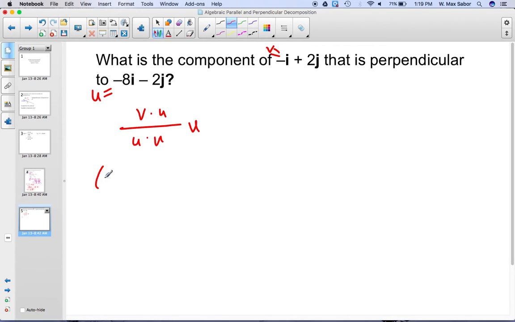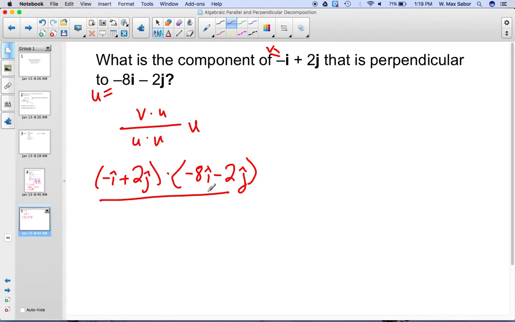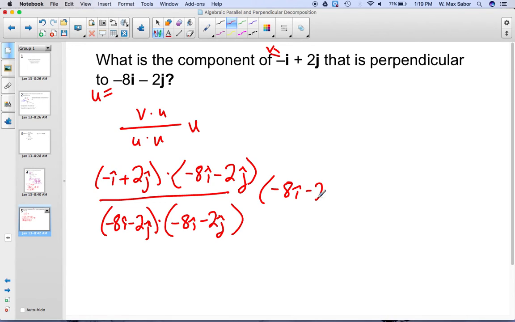So, negative i plus 2j dotted with negative 8i minus 2j, over this dotted with itself: negative 8i minus 2j dotted with negative 8i minus 2j.